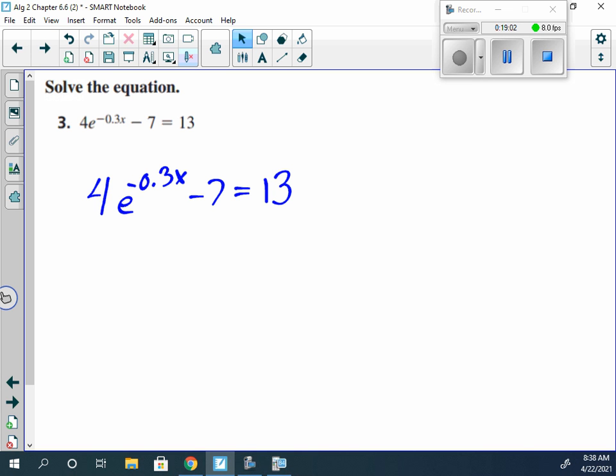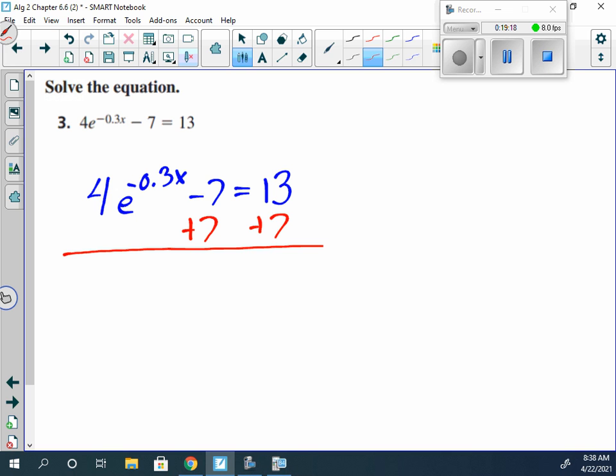Now, what's going to be the easiest to get some of the stuff away from x? What would be the easiest thing to get rid of first? The -7, yes. -7 is going to be the easiest thing to move first because we can just add 7 to both sides. And when I add 7 to both sides, we have 4e to the -0.3x is equal to 20. So the addition and subtraction was the easiest thing to move first.